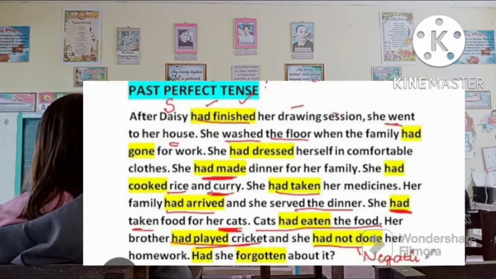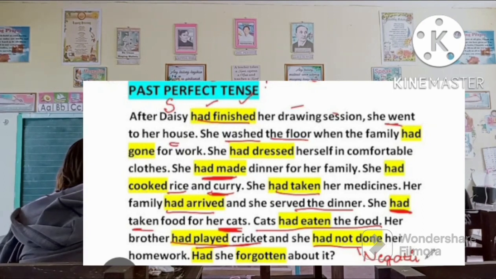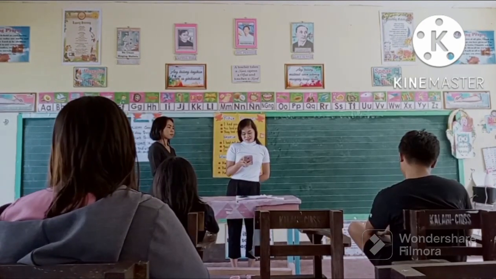After Daisy had finished her drawing session, she went to her house. She washed the floor when the family had gone for work. She had dressed herself in comfortable clothes. She had made dinner for her family. She had cooked rice and curry. She had taken her medicines. Her family had arrived and she served the dinner. She had taken food for her cats. Cats had eaten the food. Her brother had played cricket and she had not done her homework. Had she forgotten about it?